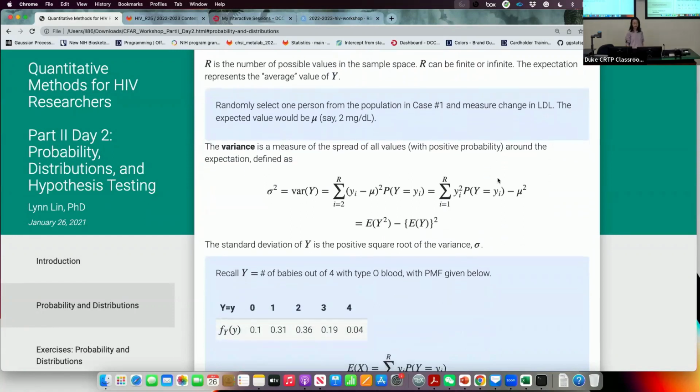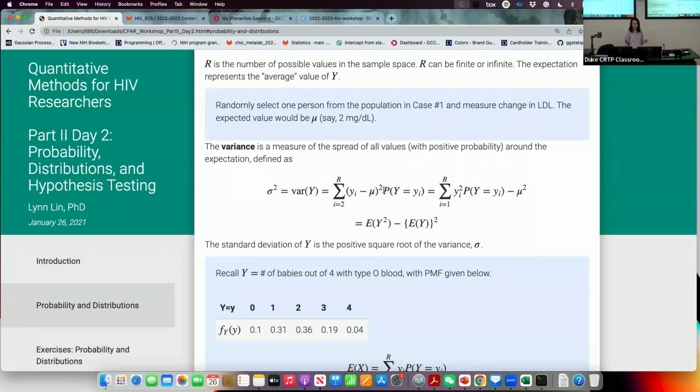Similarly, the variance is a measure of the spread of all the values around the expectation. Similar to when you have a sample and you want to calculate the variance, it's always the value minus the mean. So here, each of these are possible values, with i from 1 to r. So all the possible values of y minus the corresponding population mean, and taking the square because we are only interested in how different the value is, instead of whether it's smaller or bigger than the population mean. So that's why we take a square.